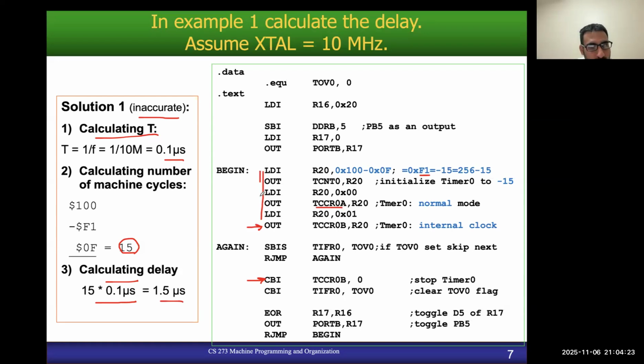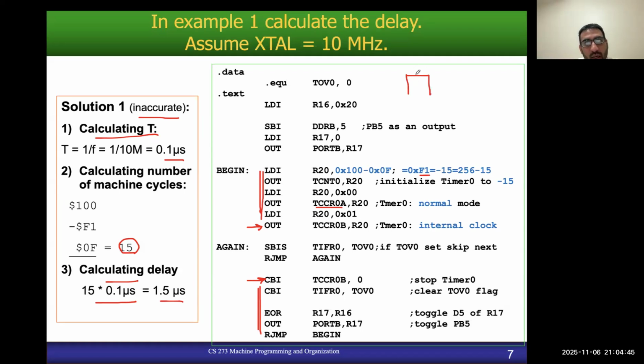So these instructions also will take some time, right? And similarly, these instructions will also take some time for the execution, right? So it is not a correct measurement of the delay. Here, if we focus only on the timer, how many machine cycles will it take for the timer to expire, to overflow.